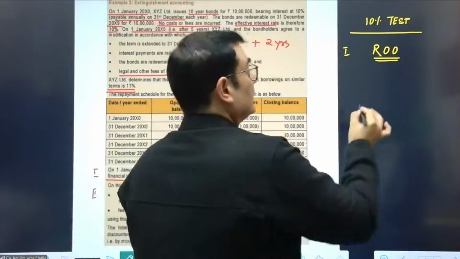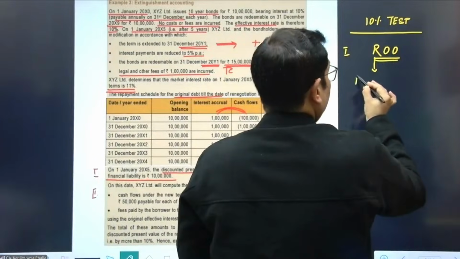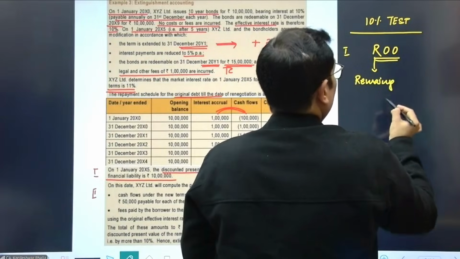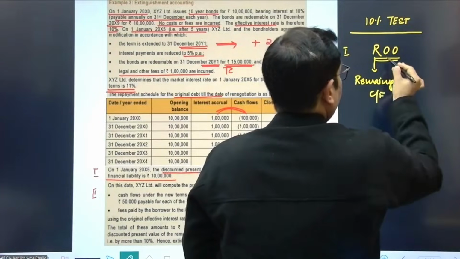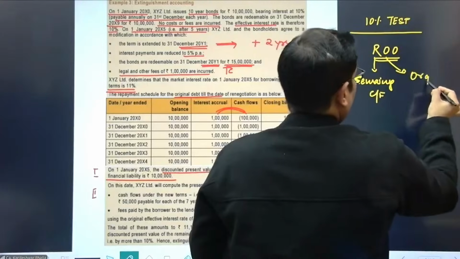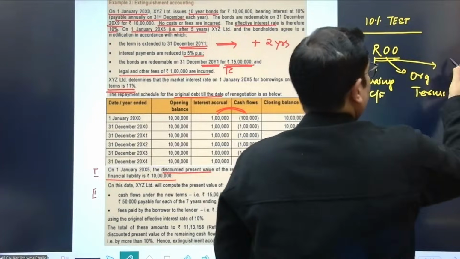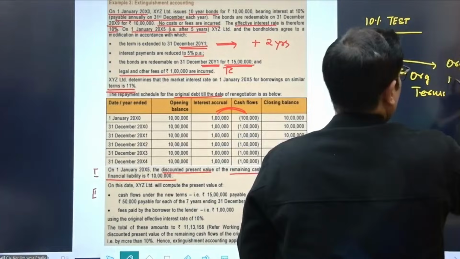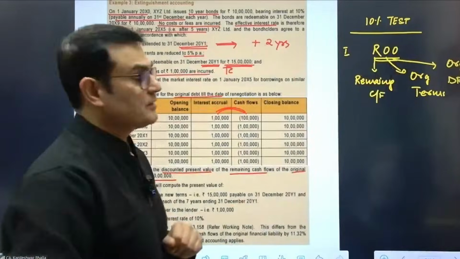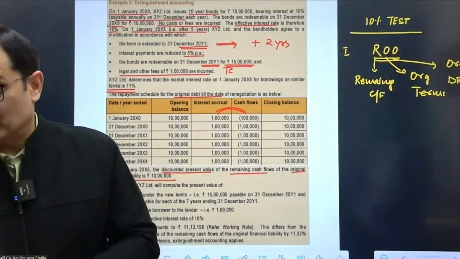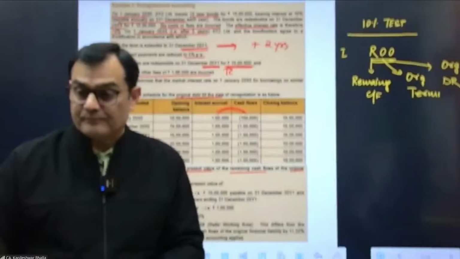So this is called the remaining cash flows. This is the remaining cash flows, and this is based on the original terms, what was agreed originally. And this is discounted at the original discount rate as well. So that would be easy to remember, ROO. And that's how we can organize the data.